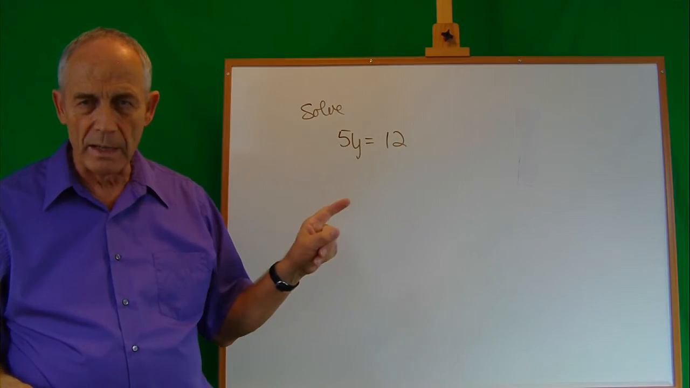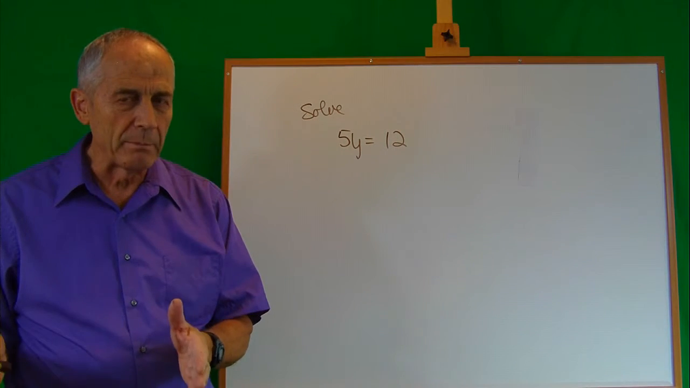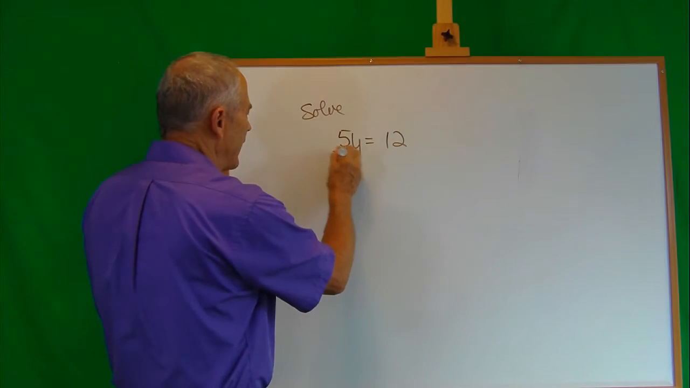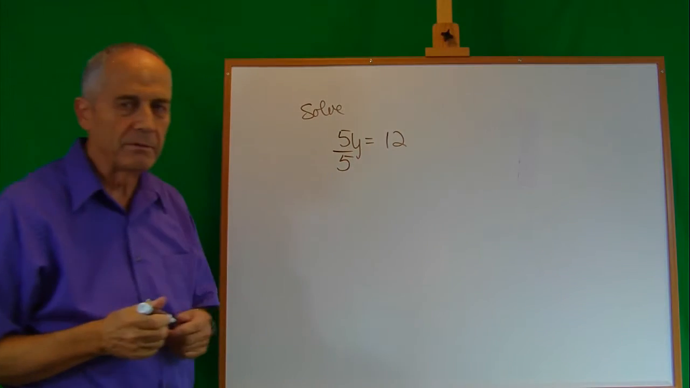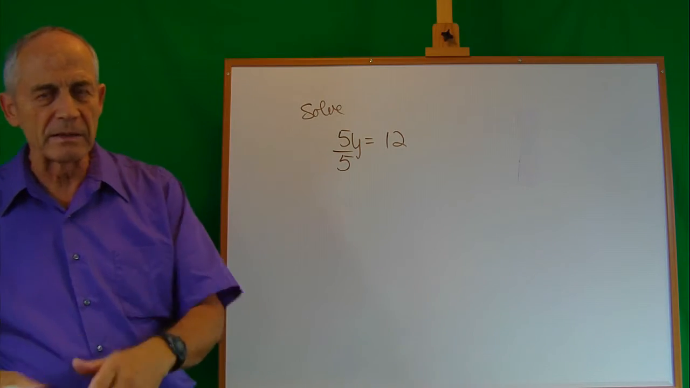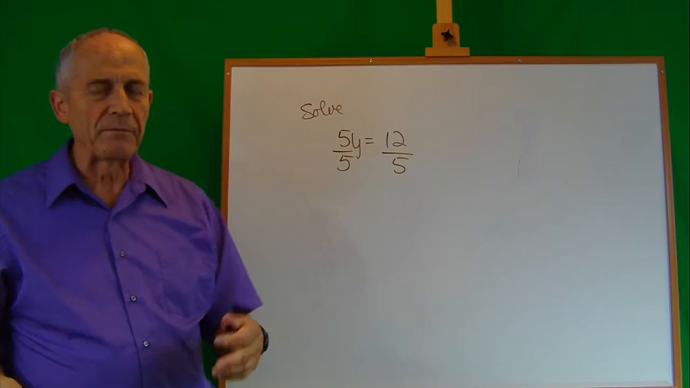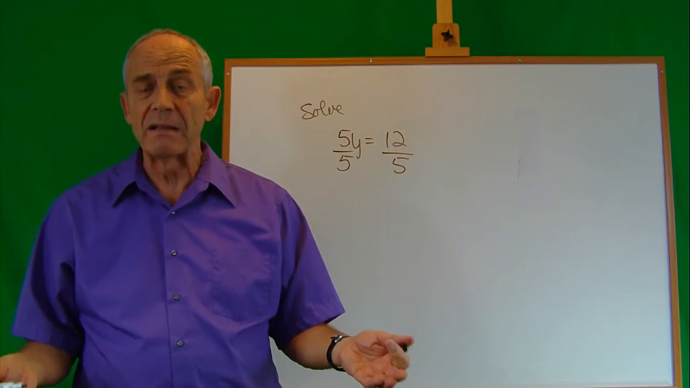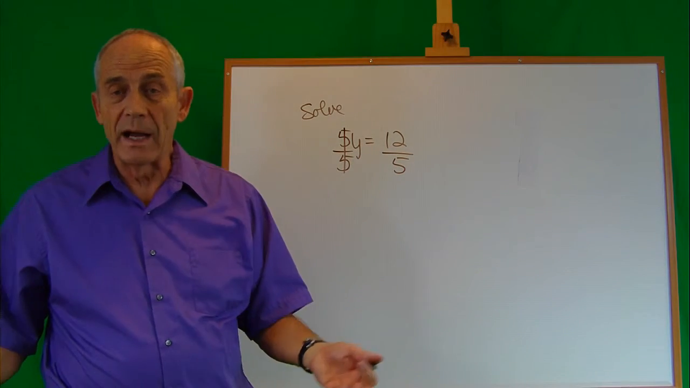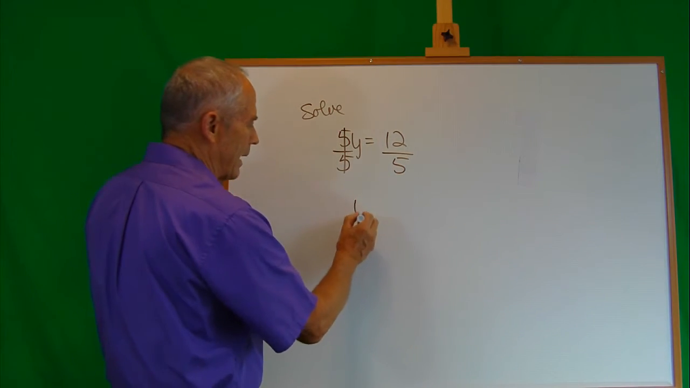I want y by itself, that means I've got to get rid of the 5. If they've multiplied by 5, what's going to undo that? Division. So I have to divide by 5. Now, if I divide one side, because of the principle of balance, I've got to divide the other side. Now, 5 divided by 5, or for that matter, any number divided by itself is 1. 1 times y is just going to be y. So we're just basically going to say those numbers cancel each other out. So I get y by itself.